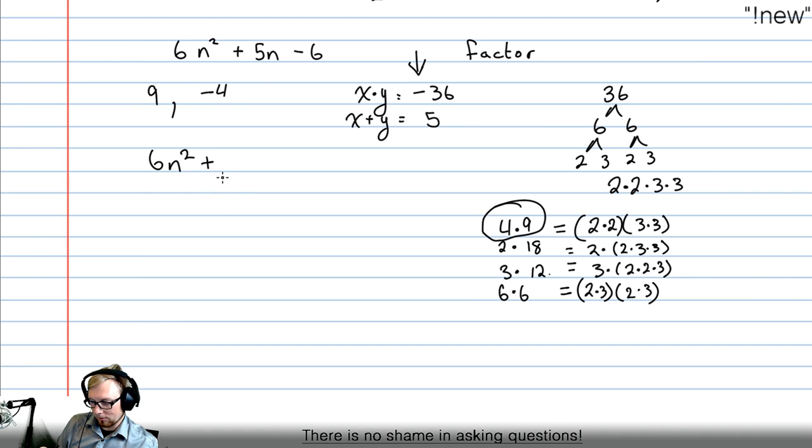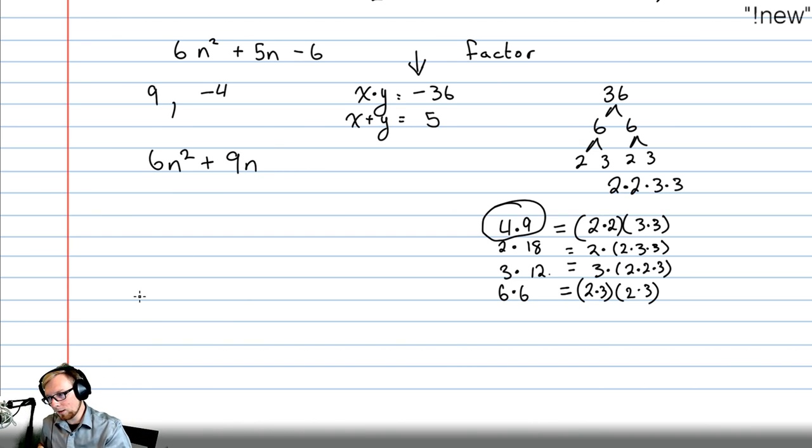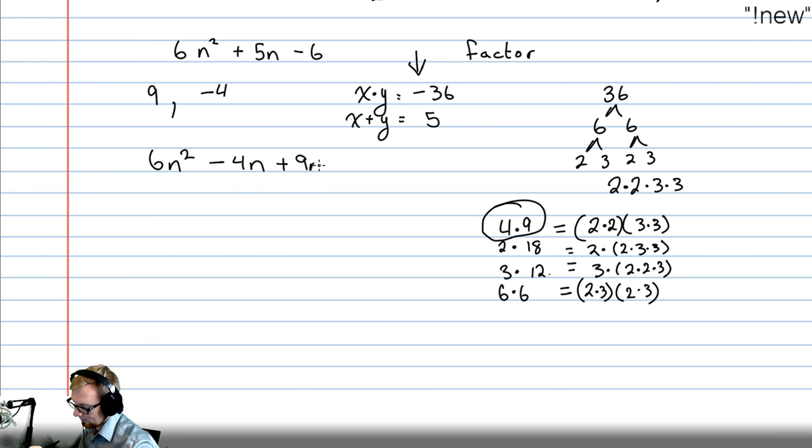Okay, Raj. So you've got 6n squared and what? And minus... 6n squared minus 4n plus 9n minus 6. Okay.